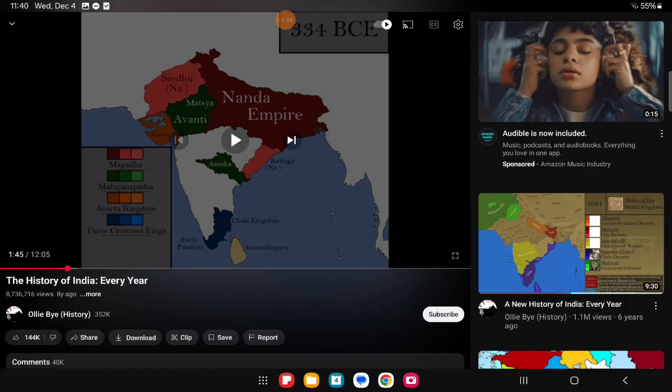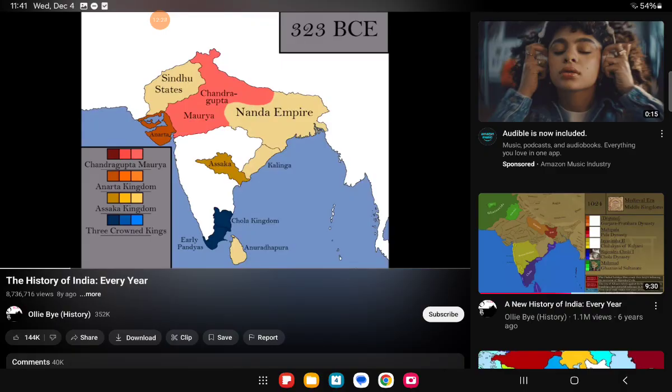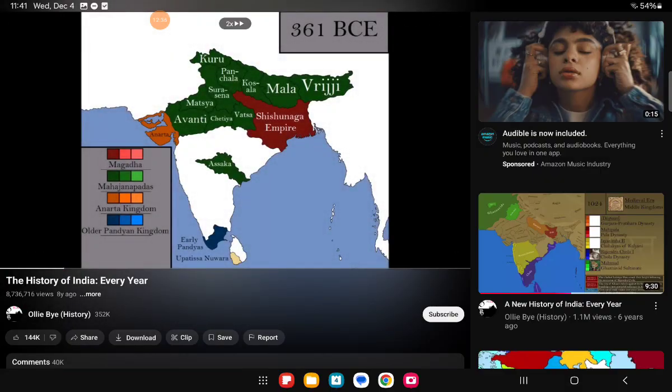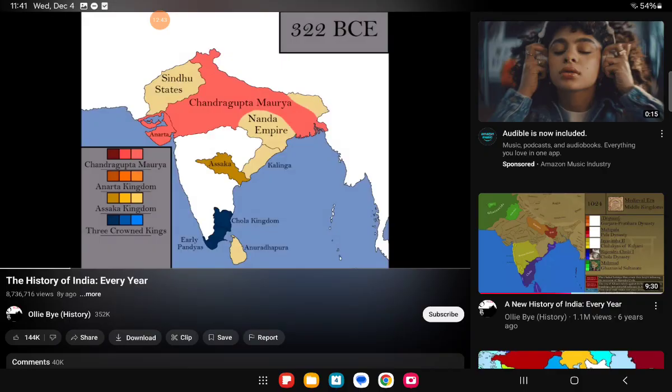Now the Nanda Empire became even bigger. It ate whatever was in the middle here. Yeah, the Sindhu region, which is Nanda occupied. Now the Nandas have conquered the remaining green parts of the map, and the Saka is now this weird brownish yellow. Oh, look, the Nanda Empire changed color. So yeah, the Nanda Empire changed about 325 BC.